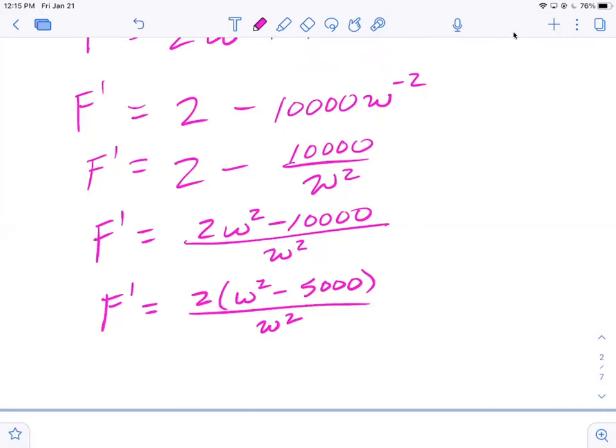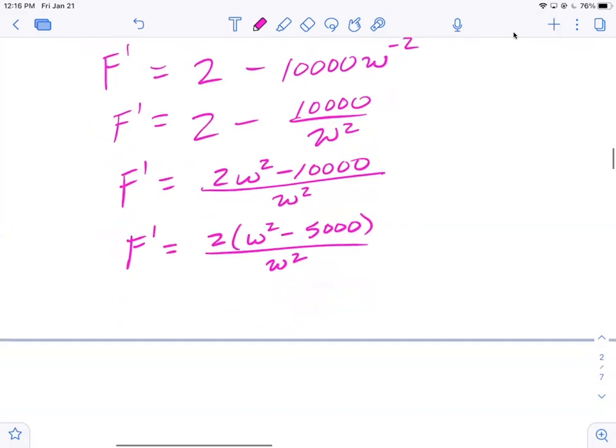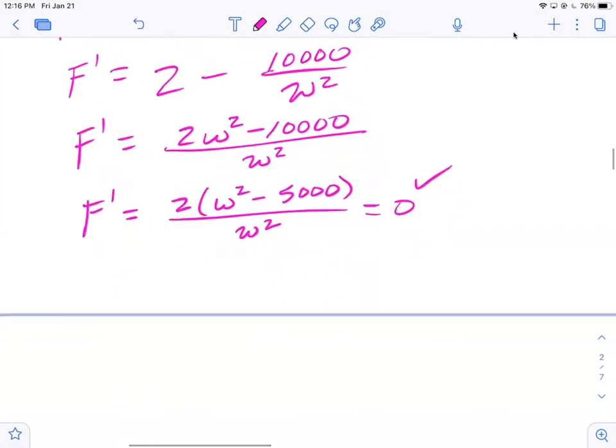I'm going to leave it like that. I don't want to factor it as w minus the square root of 5,000 times w plus, but I could. So that's good enough. Now, let's consider where it's defined and where it's not. F prime is undefined when the denominator is 0. That's when w is 0. Not interested in it here, right? So let's just go ahead and set it equal to 0. It's equal to 0 when the numerator is 0. So let's go ahead and do that.